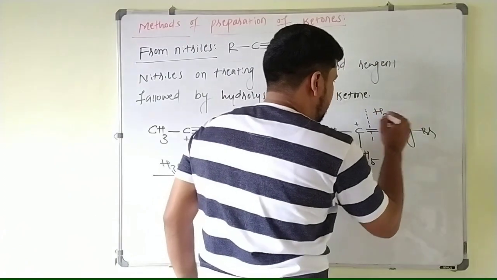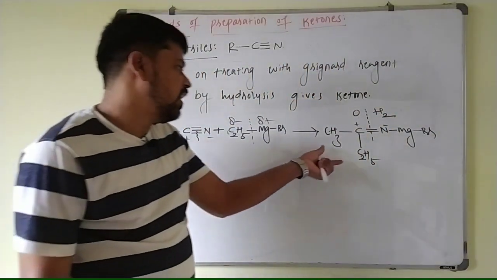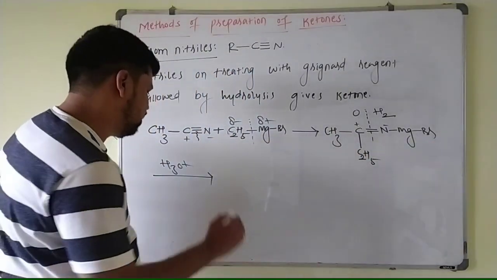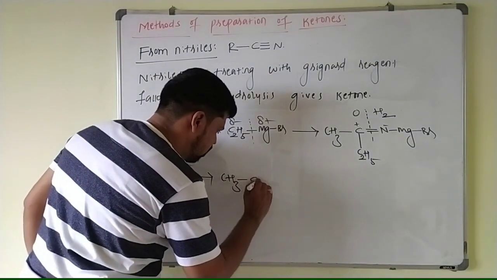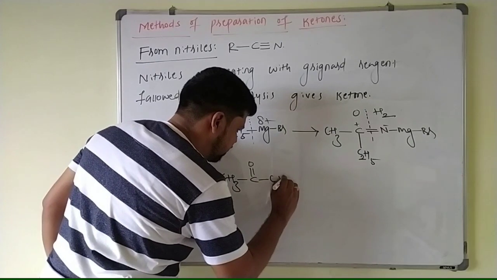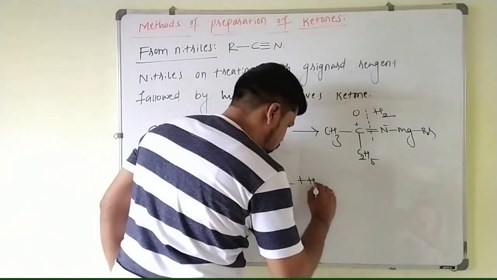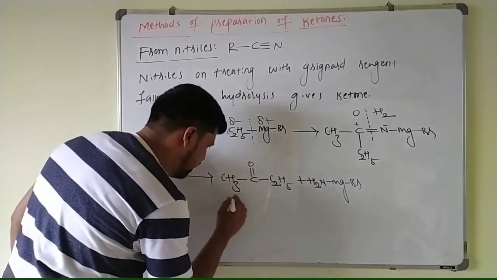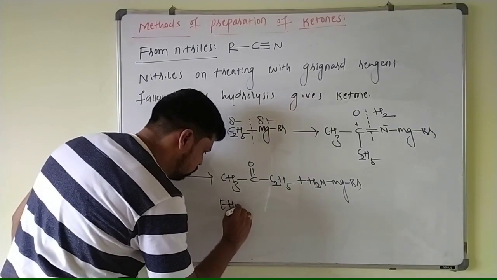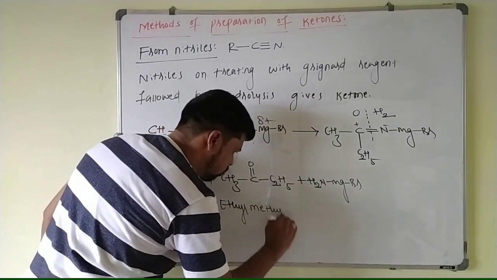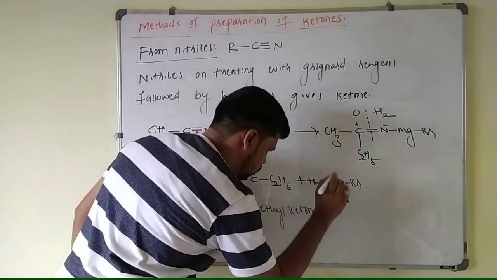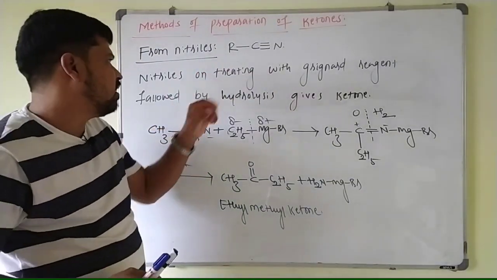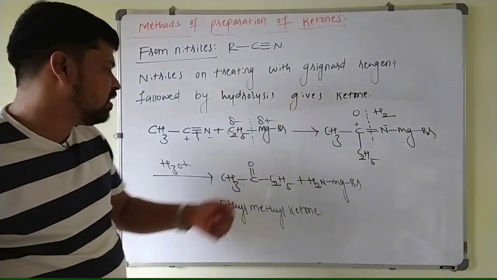This side you add 2 hydrogen atoms and here you add oxygen atom. So you will get a ketone, this is nothing but ethyl methyl ketone, and this is the byproduct obtained here. So CH3 C double bond O C2H5 plus NH2MgBr, so that your product will be ethyl methyl ketone. So this is how these ketones are prepared by nitriles. Nitriles on treating with Grignard reagent followed by hydrolysis will give ketones here.